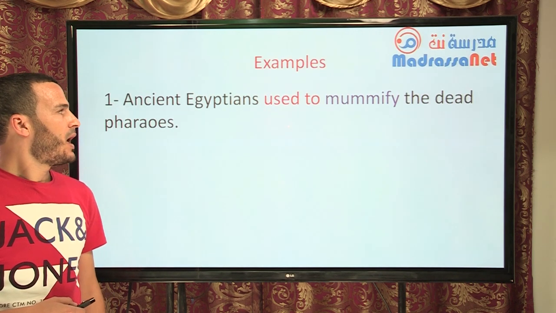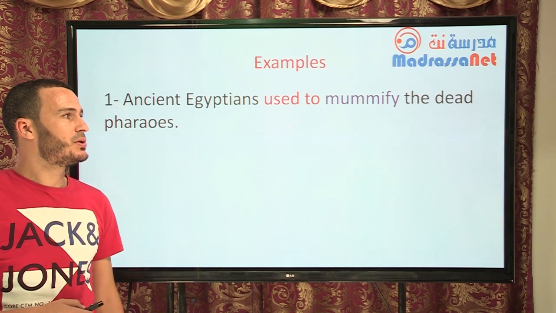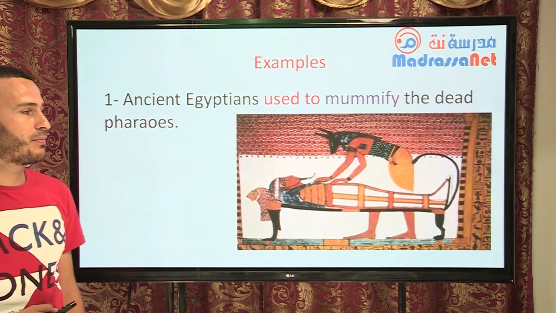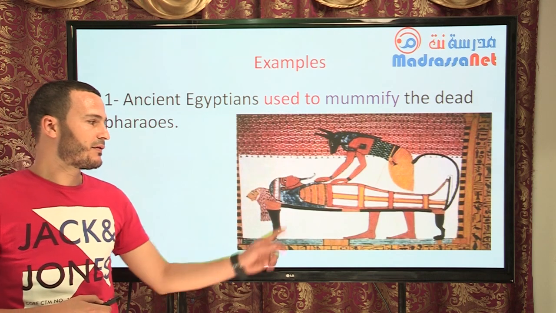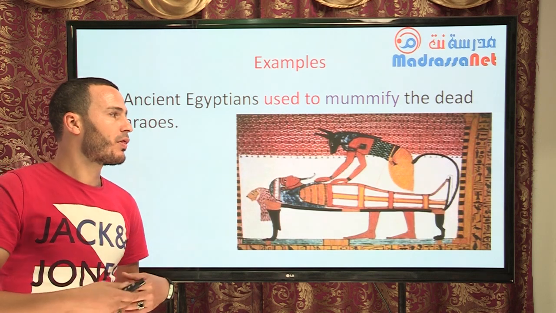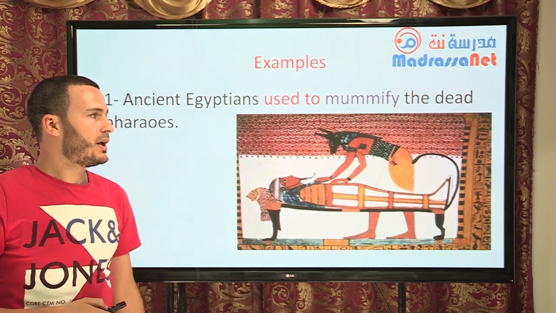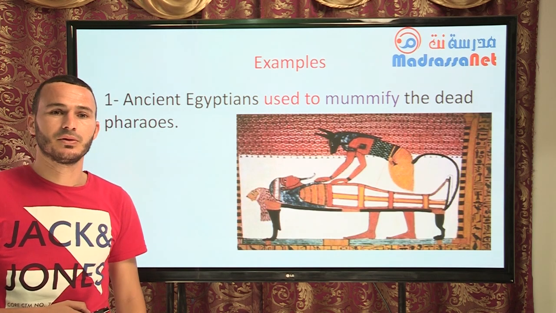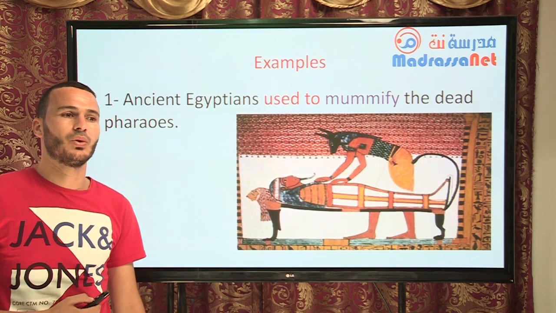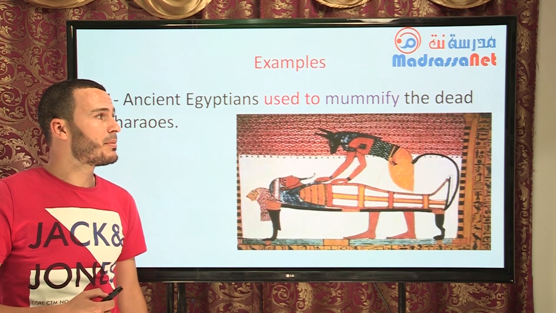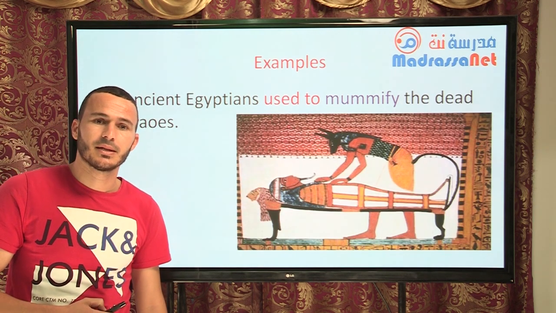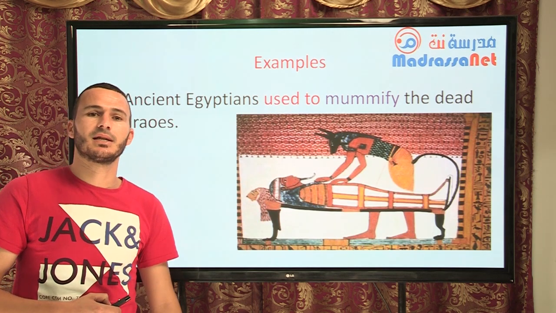Example 1. Ancient Egyptians used to mummify the dead pharaohs, as is mentioned in the picture here. Here we see a dead pharaoh, a dead body, being wrapped like this with cloth or being mummified. Egyptians don't mummify their dead today anymore. Only ancient Egyptians used to do that in the past. So, used to mummify the dead pharaohs was a certain practice that used to be done by ancient Egyptians.